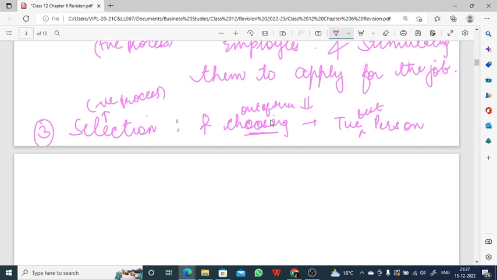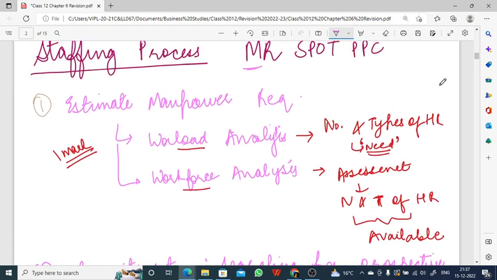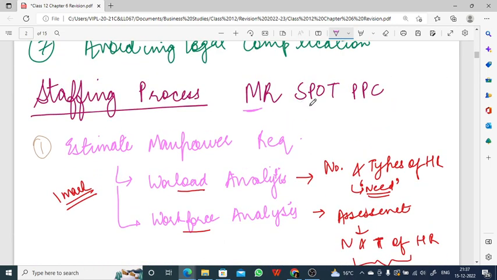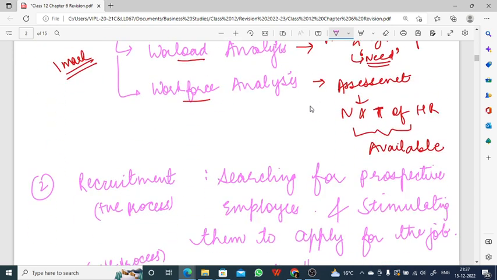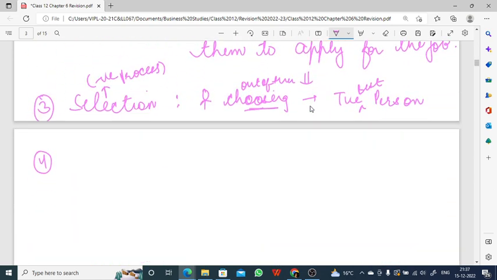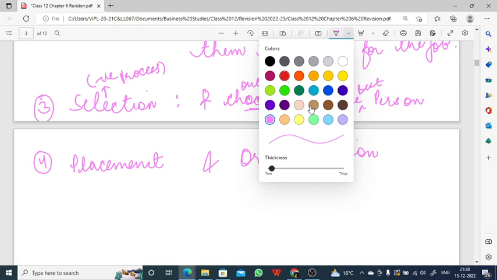Okay? Next is placement and orientation. Mr. Spot PPC, MRS PO is placement and orientation. I've seen multiple times people get confused with the fourth and fifth point. People take training and development first and placement orientation later. So that is why this Mr. Spot PPC might be really handy. But if you are not using the trick, please make sure that you do not interchange placement and orientation with training and development. First is placement and orientation, and then we talk about training and development. So you should be thorough with the concept so that this problem does not prevail.